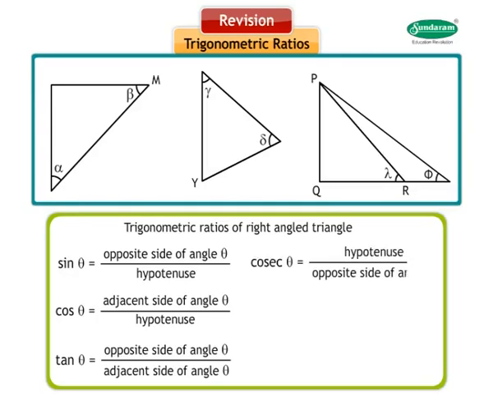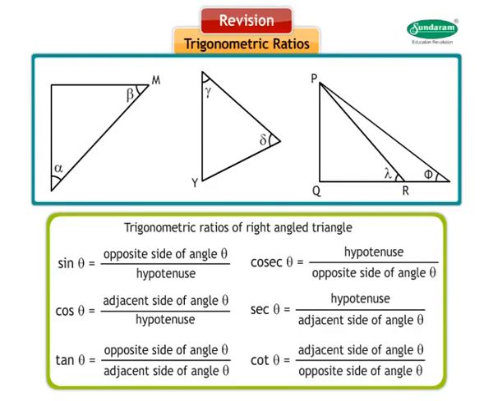Cosec theta is equal to hypotenuse upon opposite side of angle theta. Sec theta is equal to hypotenuse upon adjacent side of angle theta. Cot theta is equal to adjacent side of angle theta upon opposite side of angle theta.